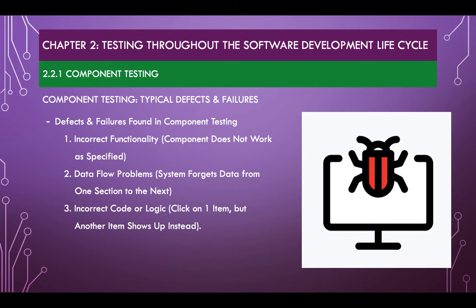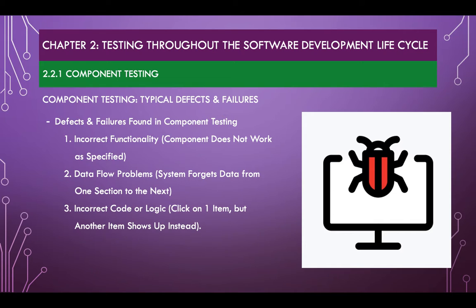Component testing, typical defects and failures. Defects and failures found in component testing are often incorrect functionality, like the component does not work as specified. Let's say that you are trying to log into Facebook, but every time you type in your password correctly, it doesn't work. Then it is not working as specified. It's an incorrect functionality.